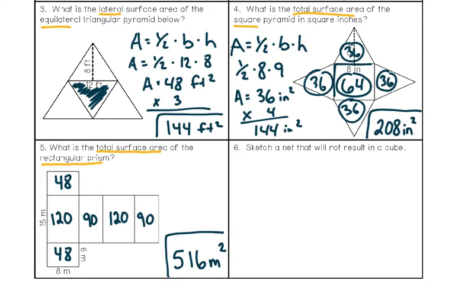For number 6, your job is just to sketch a net that will not result in a cube. So you could sketch the square pyramid here. You could sketch the triangular pyramid here. You could sketch this triangular prism here because all 3 of those nets that we've just looked at do not result in a cube. So your answer could vary for this one.